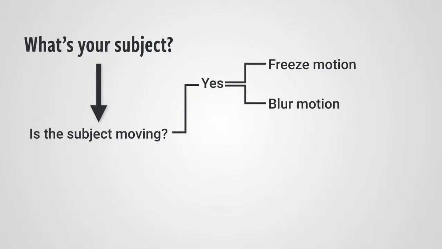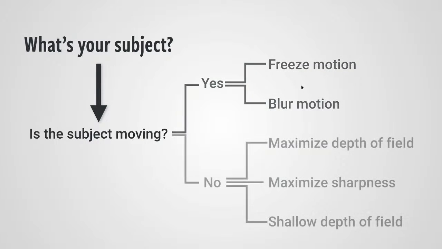Now, whether your subject is moving or not moving. Sorry, if it is moving, I'm sorry. If your subject is moving, then you have two options. You are going to either freeze the motion or you're going to blur the motion. So for freezing the motion, you need to have a faster shutter speed. For blurring the motion, you need to have a slower shutter speed. This is where you decide the shutter speed.